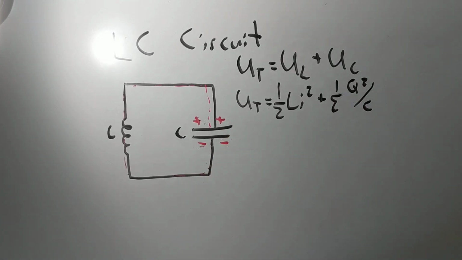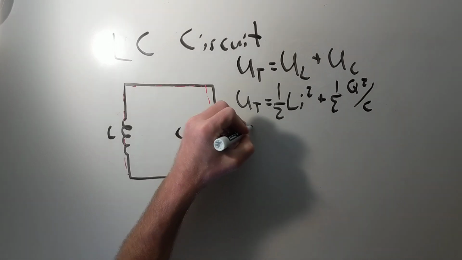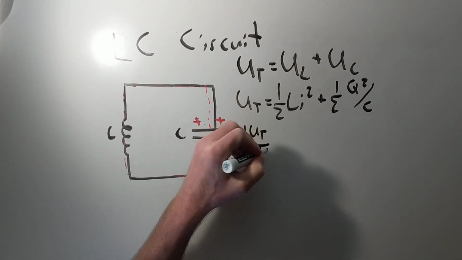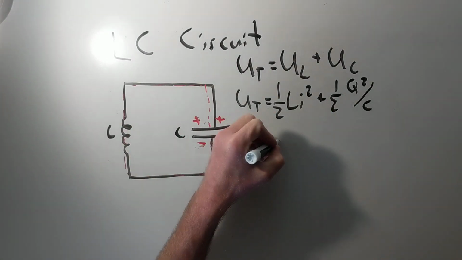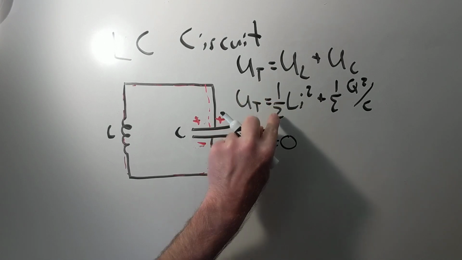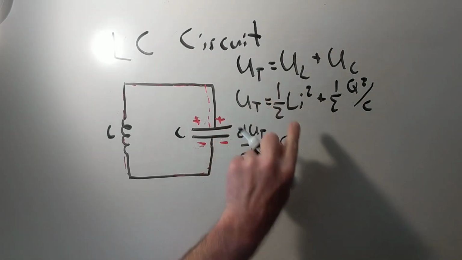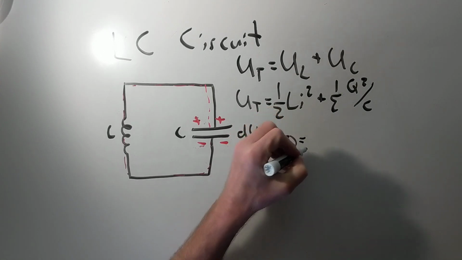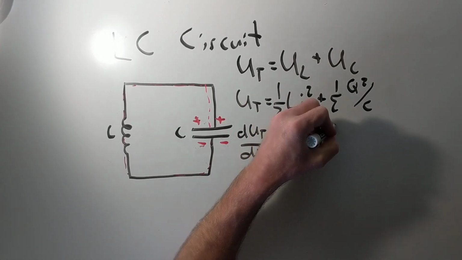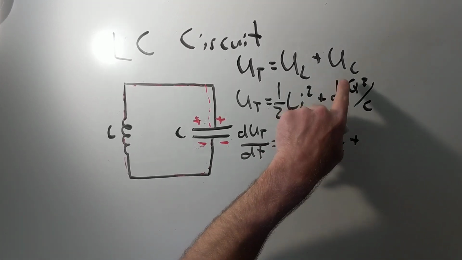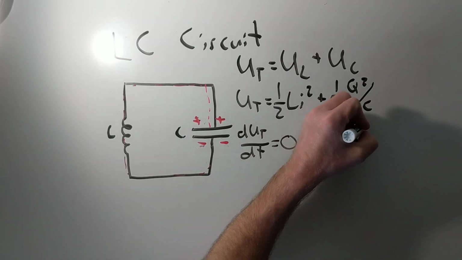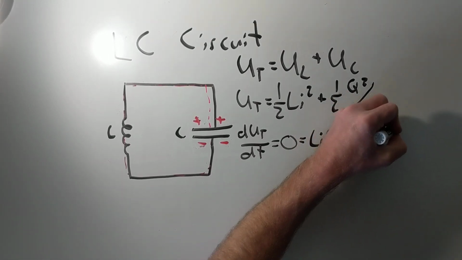So I'm going to take the derivative of this whole thing with respect to time, dU/dt. This dU/dt is the derivative of energy with respect to time. Well, energy doesn't change with respect to time. The energy in this circuit must be constant, so this must be 0. Now I take the derivative of this. I get Li, and I've got to do the chain rule, di/dt, plus this becomes Q over C dq/dt.